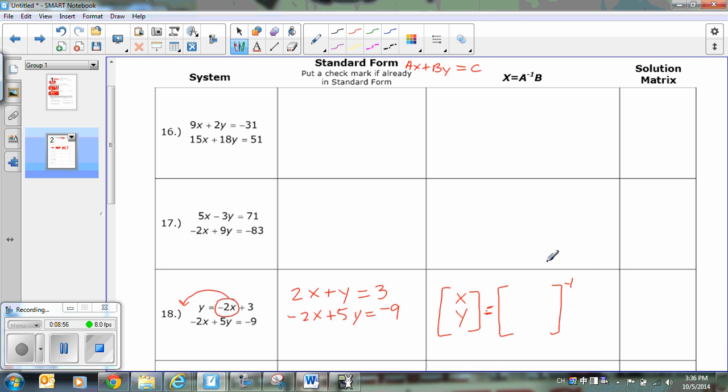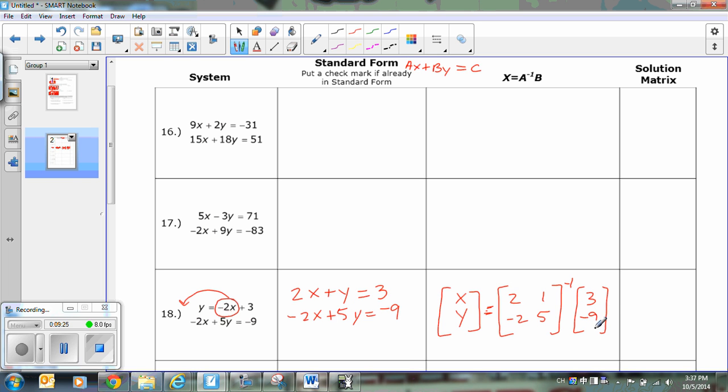So our coefficient matrix, top row, our coefficients are 2 and 1. So write a 2 and a 1 in the first row, and then the bottom row would be negative 2 and positive 5. And then we're going to multiply that by capital B, which is the name of your constant matrix. It contains our constants, which are 3 and negative 9. That's going to be another 2 by 1 matrix.